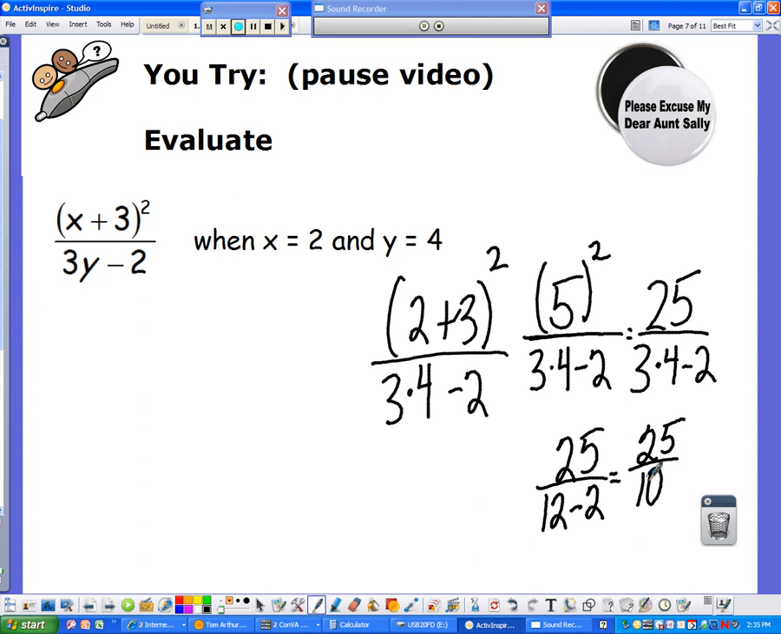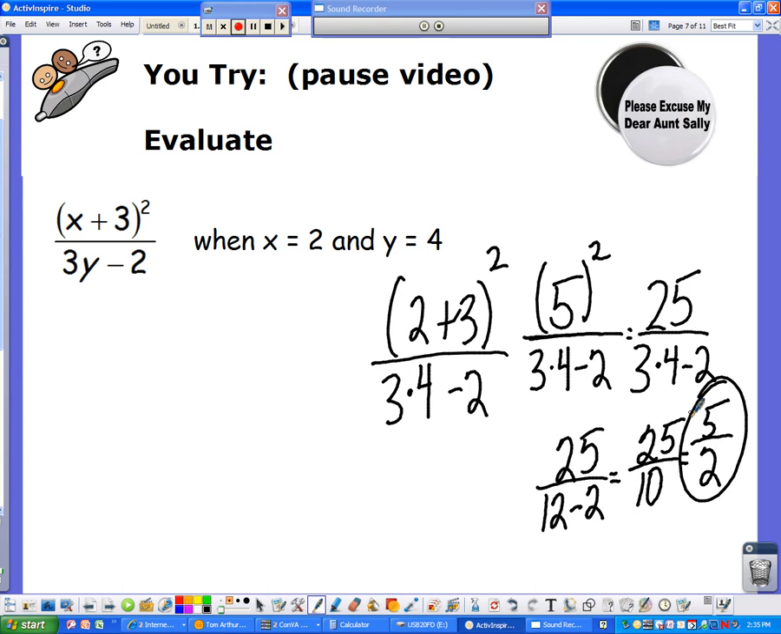Since 25 will not go into 10 evenly, we can simplify that. You can divide both of them by 5. So 25 divided by 5 will give us 5, and 10 divided by 5 will give us 2. And we can just leave that answer as an improper fraction.